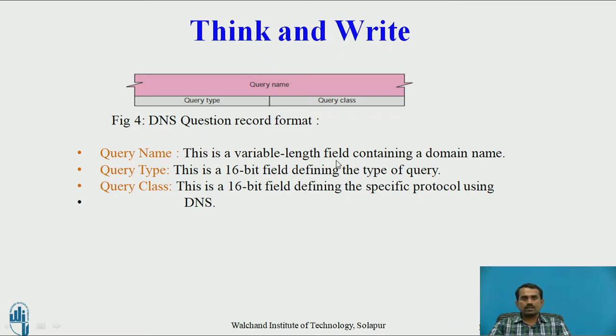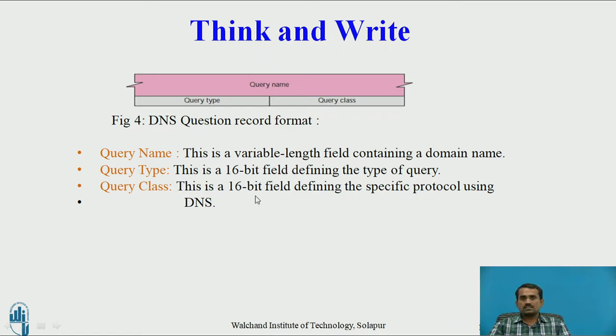Second one is query type. This is a 16 bit field defining the type of query. It means it may be the question type or it may be the answer type. And we have to identify the different types in this one. Type of query.